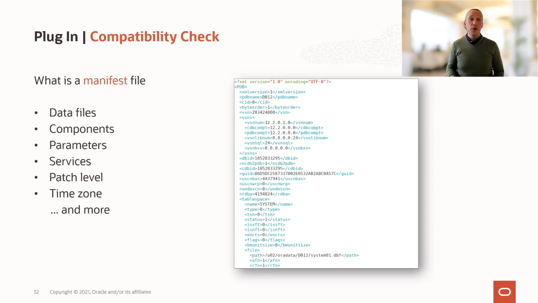Let me briefly touch upon the manifest file before we continue. We just created the manifest file, and in fact, it's just a simple XML file that is human readable. I mean, for those of us that do understand XML. But if you look at the file, you can see that it contains a lot of characteristics about the database, like, for instance, information about data files, services, parameters, and so forth. But very important, you should never make changes to the manifest file.